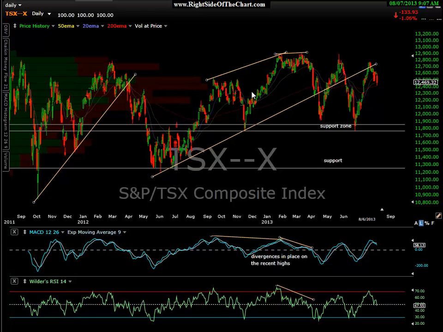It's been a couple of months since I've put up any charts on the TSX. I think the last time I covered it, we had these negative divergences in place on the highs, and we had a sharp correction.